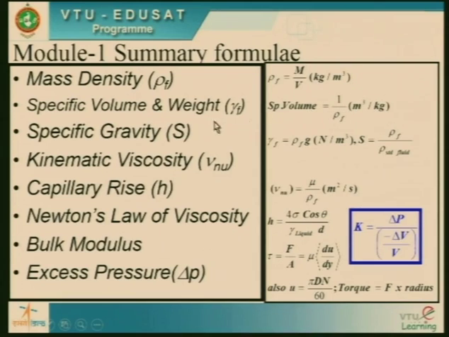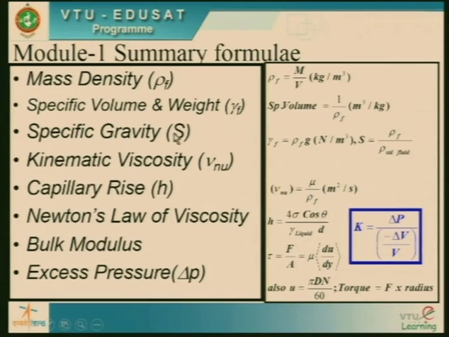We have a very important property called specific weight. Specific weight is nothing but the weight per unit volume. It is equal to the density of the fluid into acceleration due to gravity, and the units are Newton per meter cube. Is it okay? So, the specific weight represents weight per unit volume.